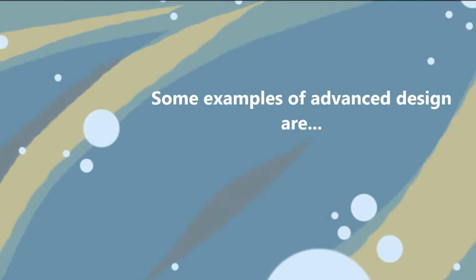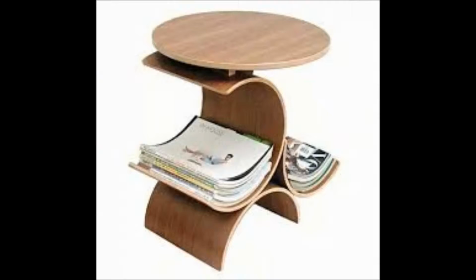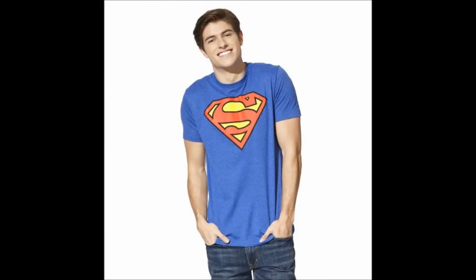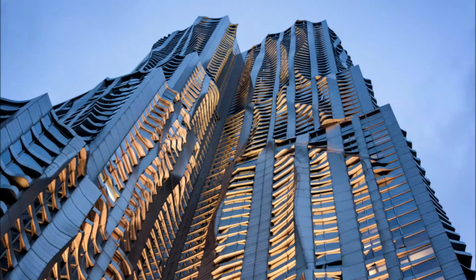Some examples of advanced design are furniture, clothing, cars, and buildings. Now, I had a really fun time finding examples of clothing because I couldn't help typing in weird fashion to see what would pop up.